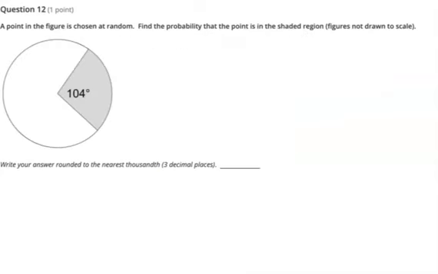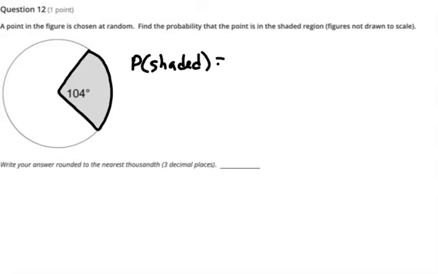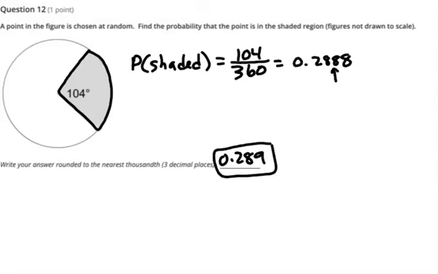Okay, next one. This one, you don't have a radius, but you don't really need it. Okay, we have 104 degrees shaded, and we know that there's 360 degrees in a circle. So this is all I need. 104 divided by 360. Okay, that's going to give you 0.28 repeating. Okay, to that third decimal place that's right here, so that's 0.289. The amount of degrees over 360. That's all you need for a circle. Probability.